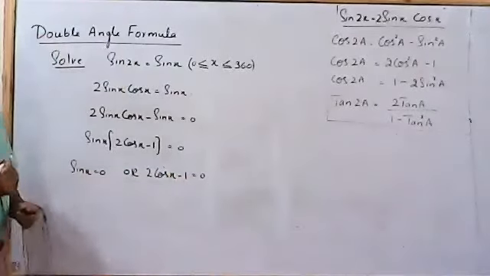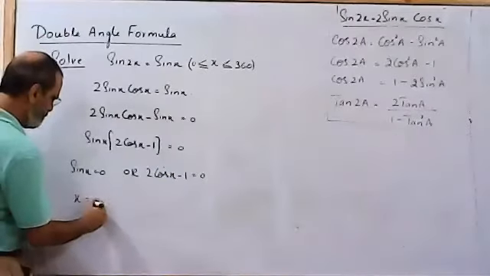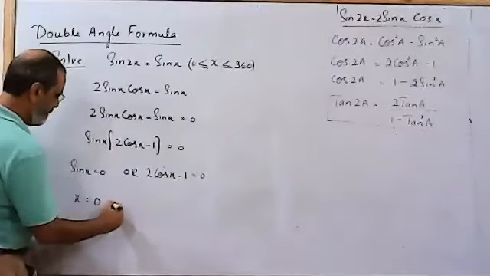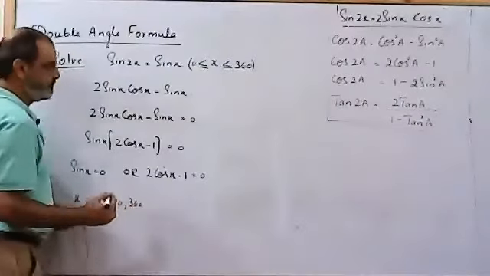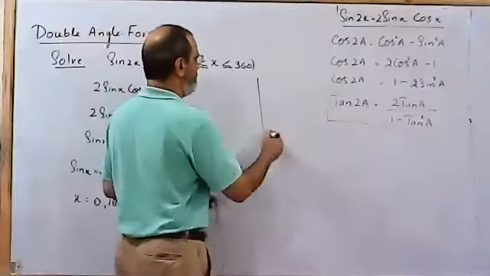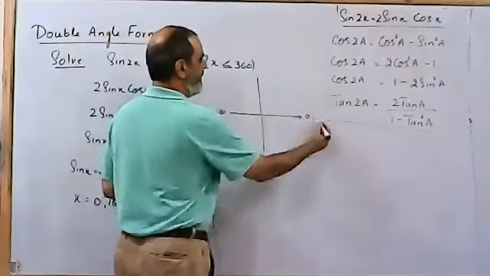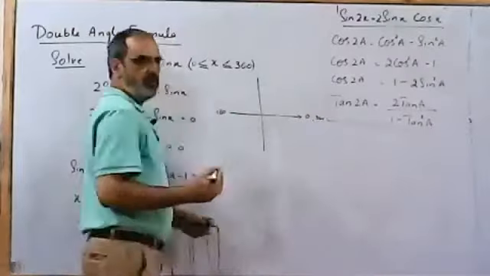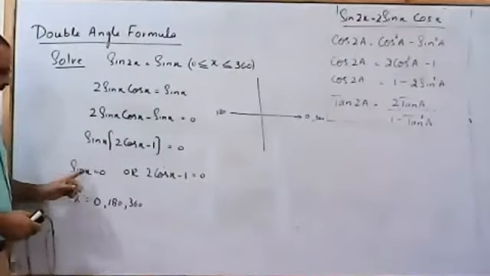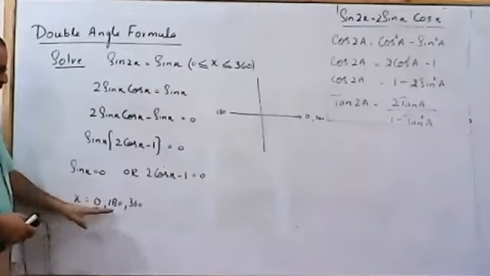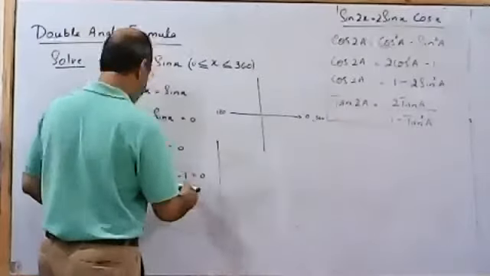Sine is 0 at 0 degree or 180 degree. So x is equal to 0, 180 degree or 360 degree. For sin x to be 0, if I take sine inverse of 0, x will be 0, 180 or 360.